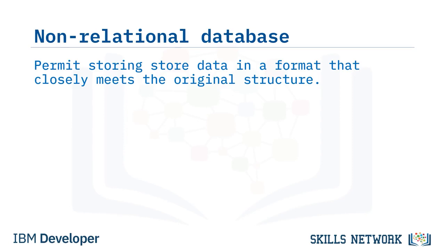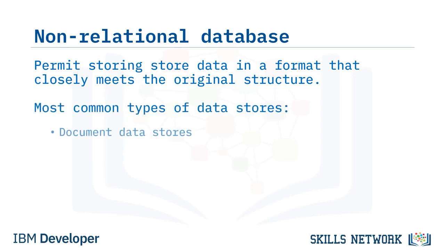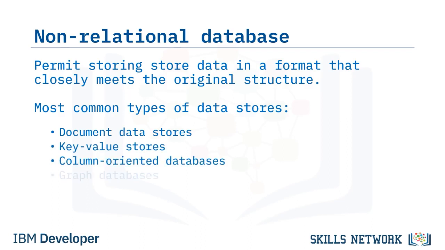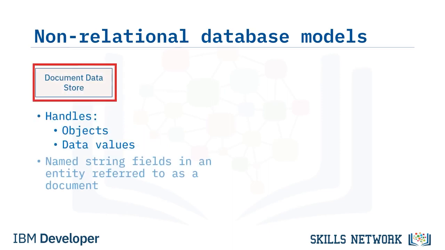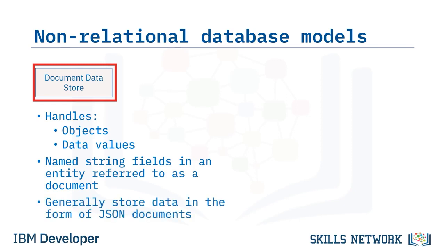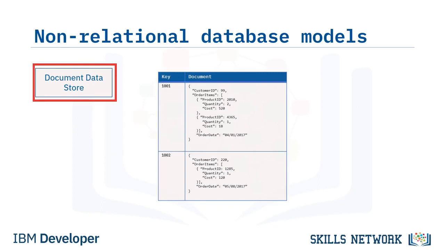There are many types of data stores, but the following are encountered most often: document data stores, key value stores, column-oriented databases, and graph databases. A document data store handles a set of objects, data values, and name string fields in an entity referred to as a document. These data stores generally store data in the form of JSON documents. Here is an example of the document data store model.